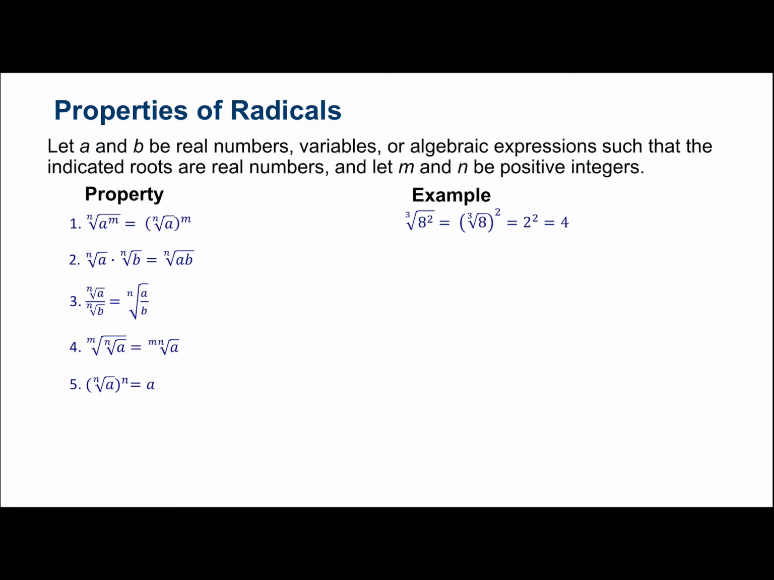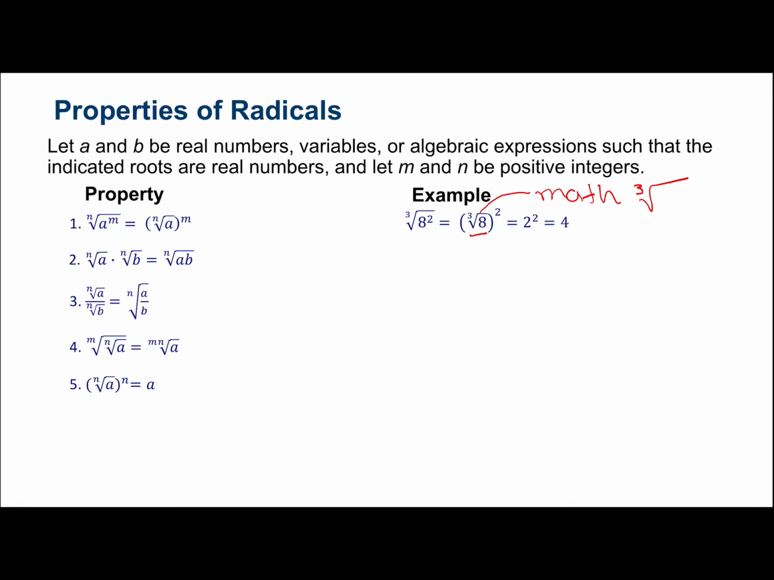So the first one, I have the nth root of a to the m. We can rewrite it with that m. That m on the exponent can be on the inside of the radical or on the outside of the radical. They mean the same thing. For example, cube root of 8 squared is the same thing as the cube root of 8 with the squared outside parentheses. This one is easier because we know the cube root of 8 is 2, and then 2 squared is 4. Easier to simplify than making this 64 and doing the cube root.